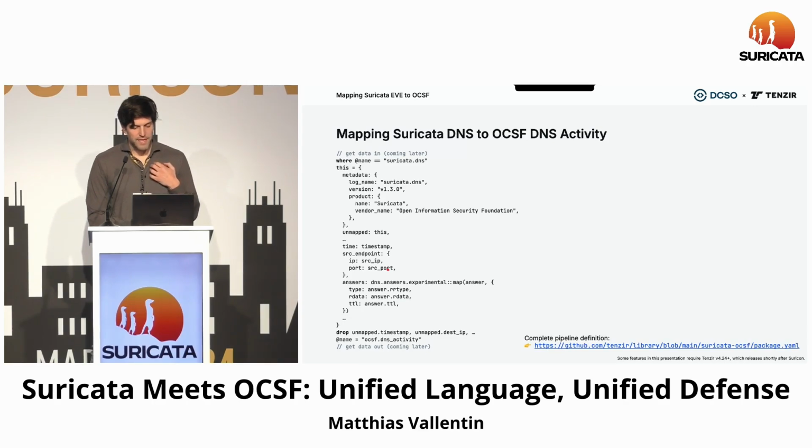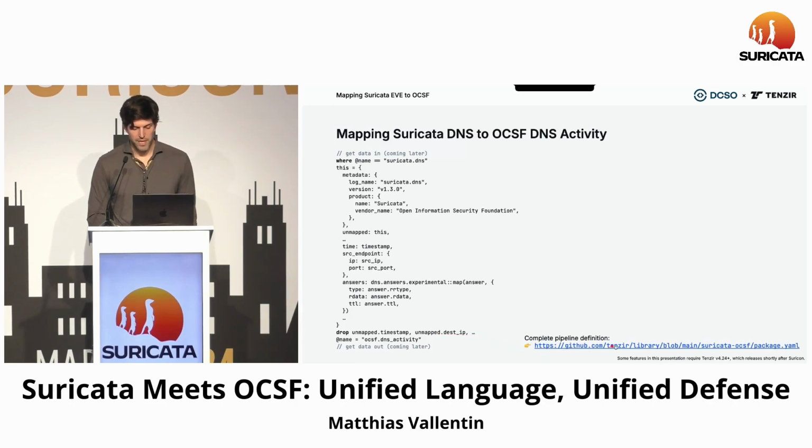And everything that doesn't fit in the OCSF events goes into unmapped. Unmapped is the standard compliant way to put data in that doesn't fit in OCSF. So we put the full thing in there initially, and then when we're done, we drop the stuff that we've mapped already. So that's our approach.